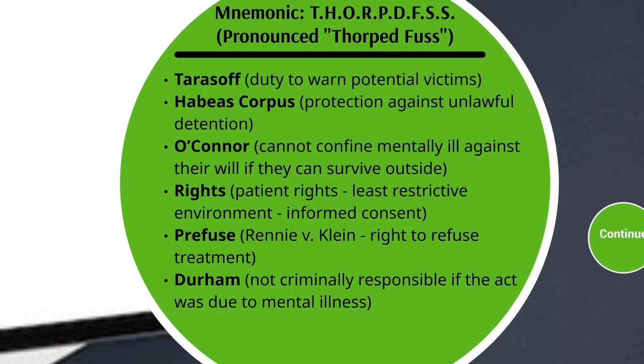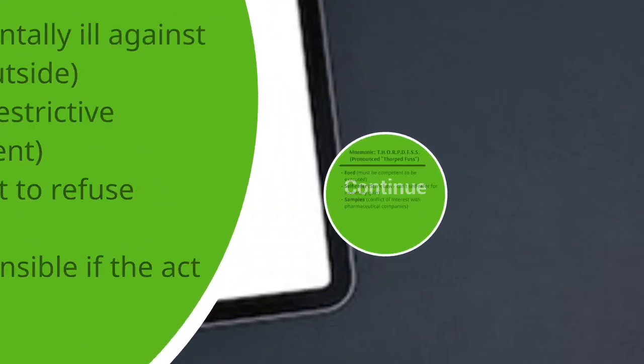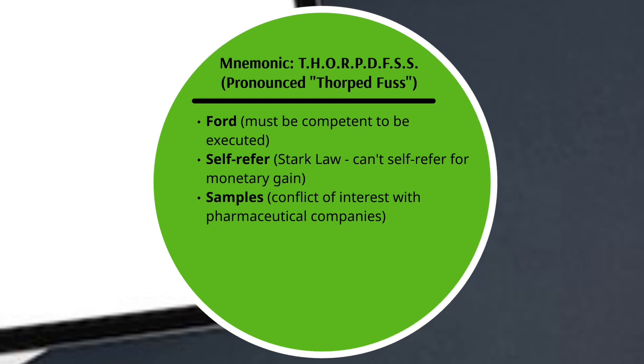Now, the D is for Durham: not criminally responsible if the act was due to mental illness. Do you remember the next one? The Ford case, right? Ford must be competent to be executed. How about the S? I call it the self-refer, which is the Stark law. Can't self-refer for monetary gain. And finally, the S for simple, which is the conflict of interest with the pharmaceutical company.